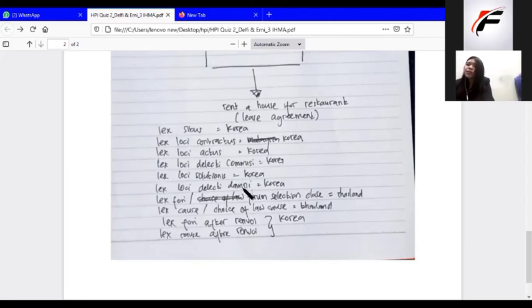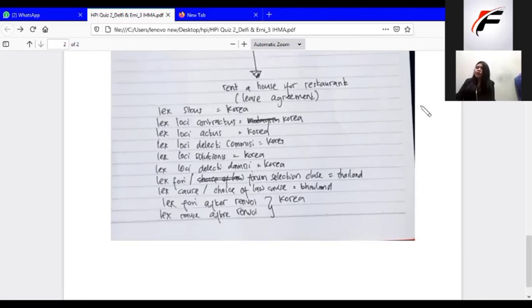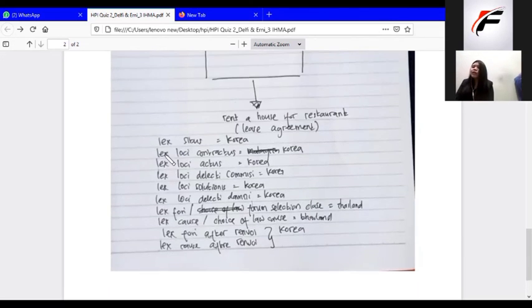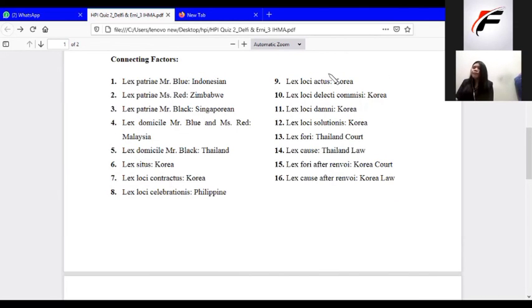Lex loci delicti damni in Korea. Lex fori or the forum selection clause is in Thailand. And then lex causae, the choice of law clause, is in Thailand. And then after renvoi, the lex fori is Korea, and the lex causae after renvoi is Korea. So this is the characterization using connecting factors.